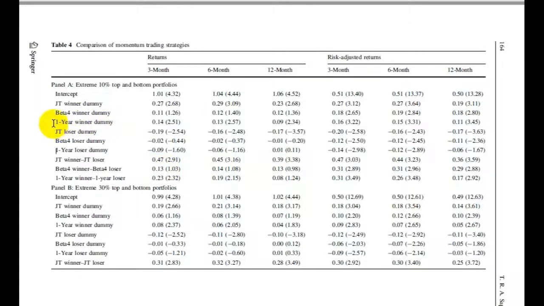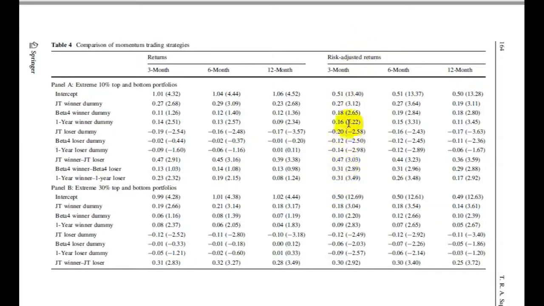So looking at the 52-week high strategy, we see they're somewhat profitable. The difference between the top 10% and the bottom 10% is positive, but not very significant. Certainly we see the Jegadeesh-Titman strategy is double that of the 52-week high strategy.